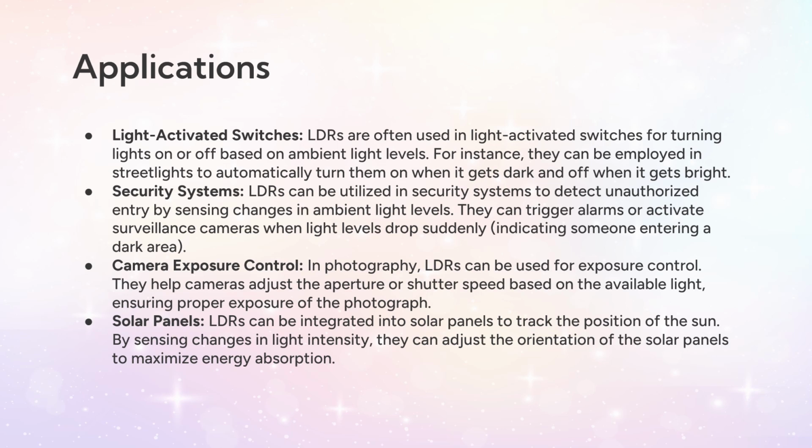In photography, LDRs can be used for exposure control. They help cameras to adjust the aperture or shutter speed based on the available light, ensuring proper exposure of the photograph. LDRs can be integrated into solar panels to track the position of the sun. By sensing changes in the light intensity, they can adjust the orientation of the solar panels to maximize energy absorption.